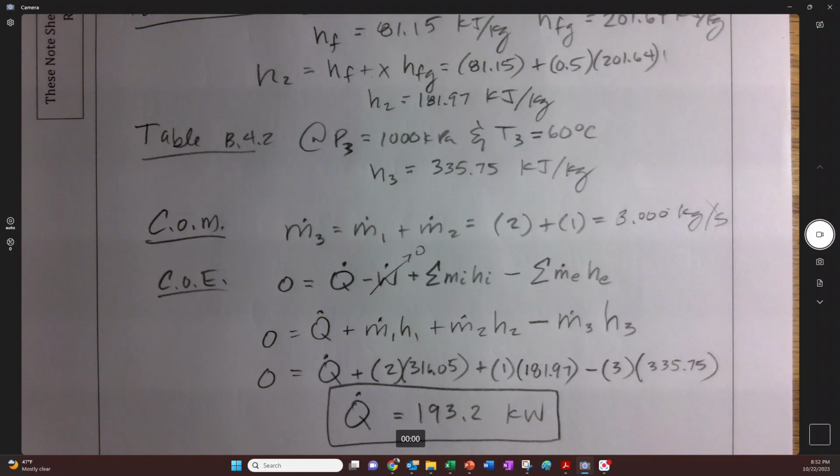So it wasn't just a mixer, it was a mixer heater.